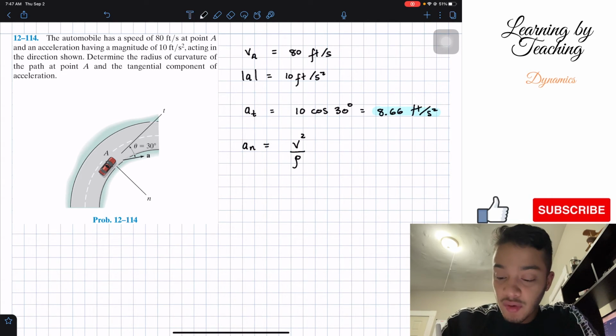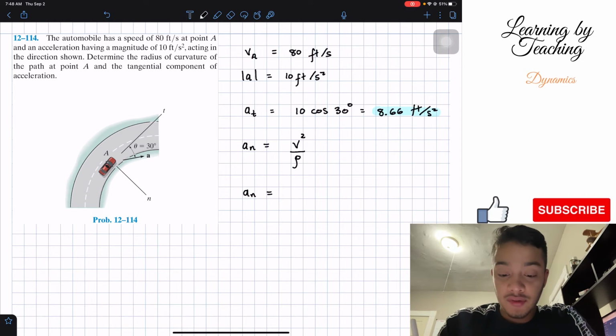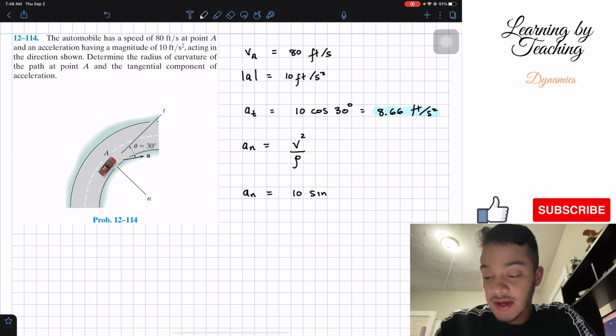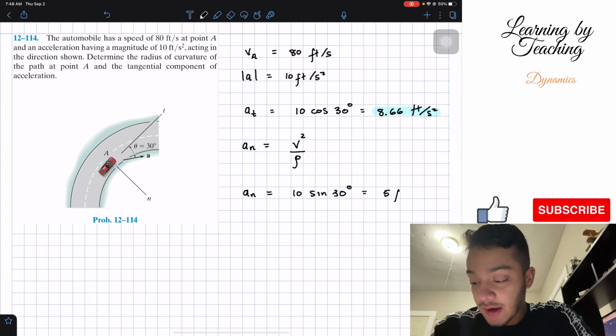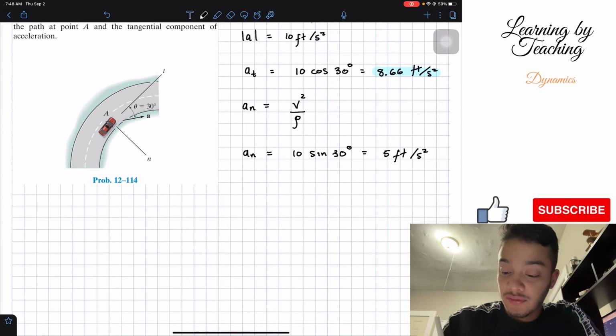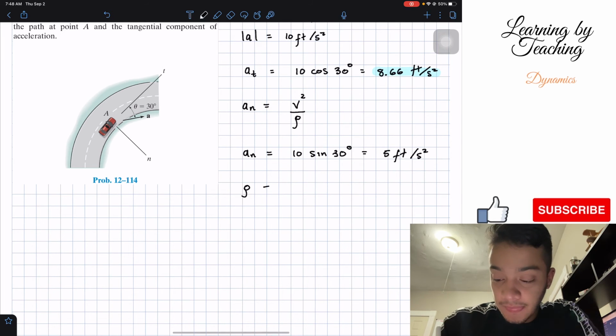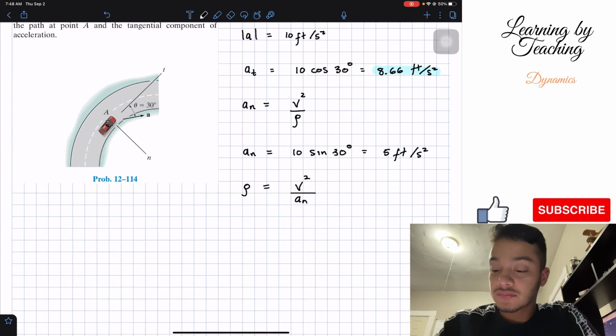And we can find this normal component because we are given this angle. So we also know that our normal component has to be our magnitude, which is 10, multiplied by the sine of 30 degrees. And if we put this into our calculator, this will give us a total of 5 feet per second squared. So now we can solve for our radius, and this should be equal to our velocity squared divided by our normal acceleration, okay?